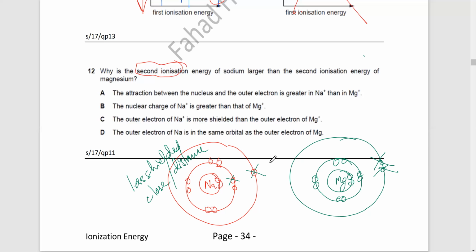So when you're trying to remove the second electron, the shell has changed in the case of sodium, but not in the case of magnesium. You're removing the second electron still from the outer shell. So which one is correct? The outer electron of Na+ is more shielded? No, it's not shielded because it's very close to the nucleus. The attraction between the nucleus and the outer electron is greater. This is obviously correct: the attraction between the nucleus and the outer electron in Na+ is definitely greater because it's closer to the nucleus than in Mg+, where the electron is much further away. All the other statements are therefore incorrect.